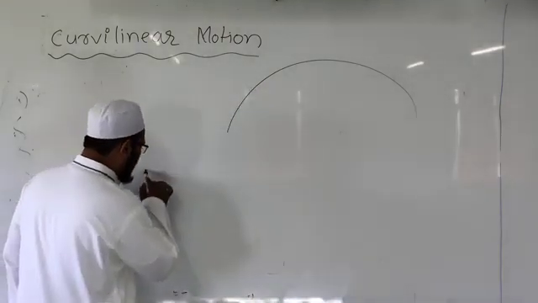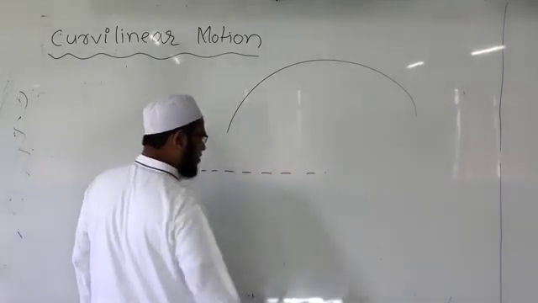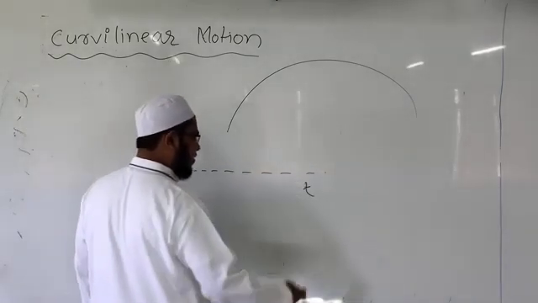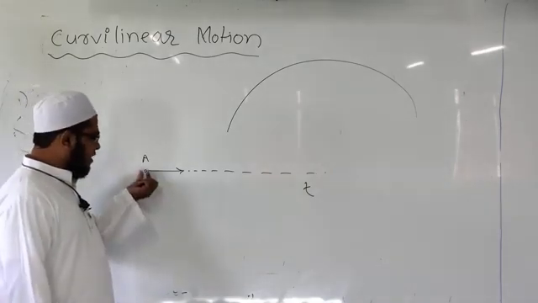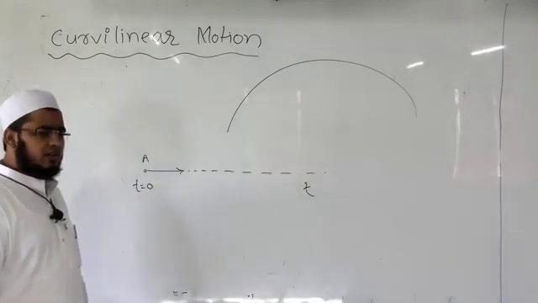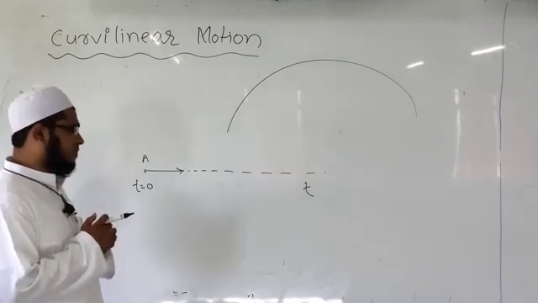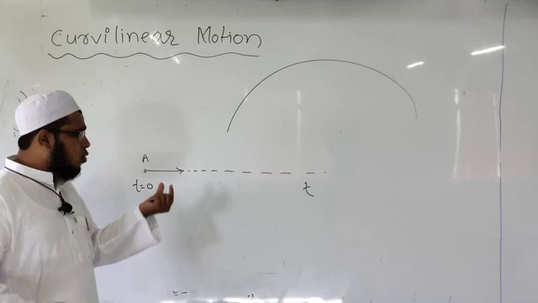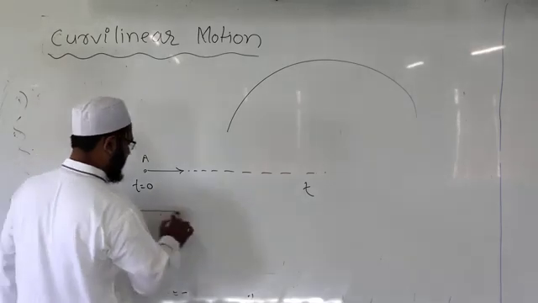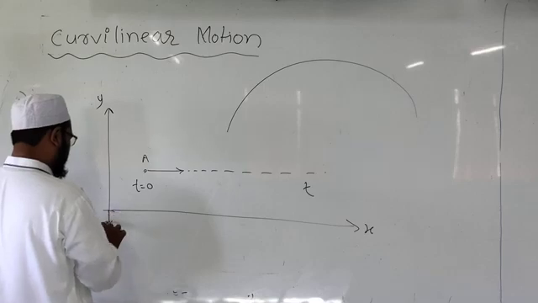For example, if a particle starting from point A is moving towards the right direction, for a particular stretch from t equal to 0 to t equal to t, slowly this particle is changing its position, moving towards the right. In this case, if we describe the motion of this particle A in a coordinate system, only the x coordinate is changing. Assume that the reference axes x and y, the reference axis position is given.